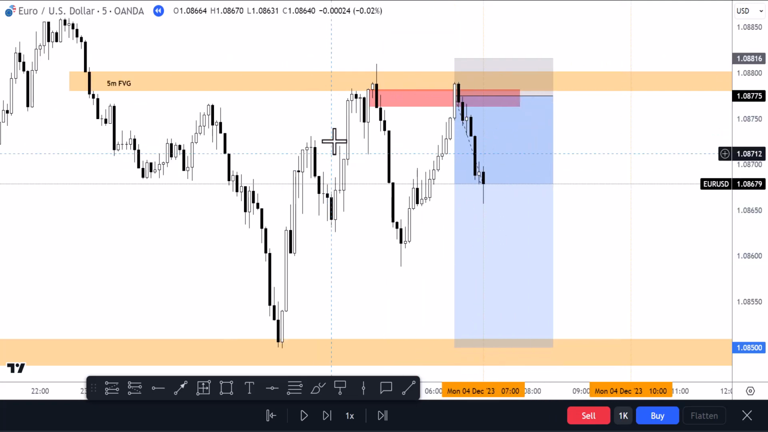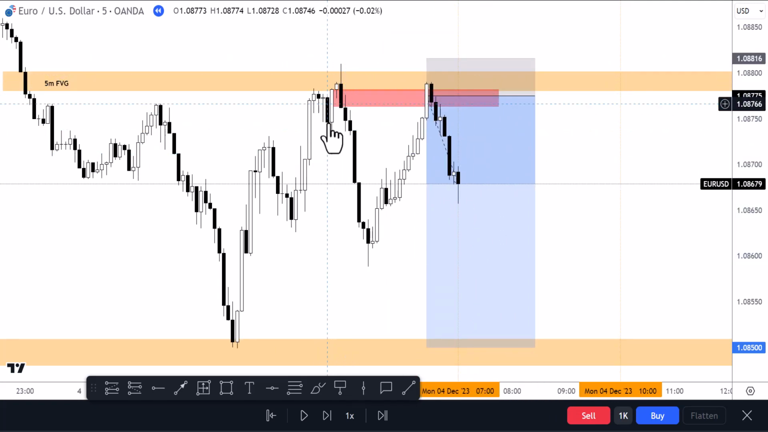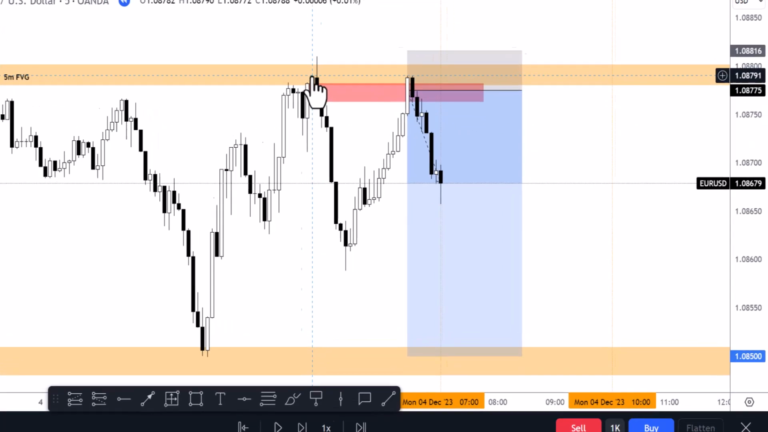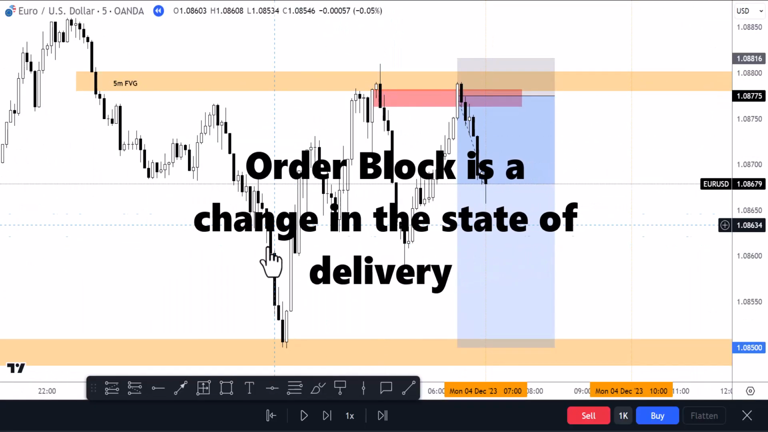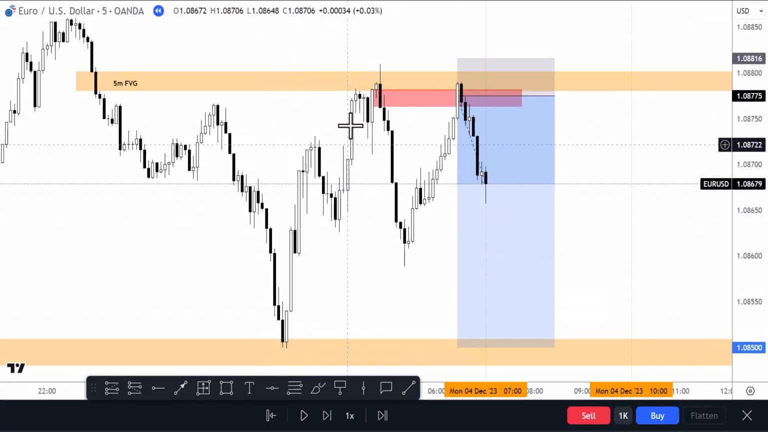So as I was mentioning, this would be to me a bearish order block because of the change in state of delivery. And that's really what an order block is. An order block is the change in the state of delivery. Why is there a change in state of delivery? Because initially price was offering buy side, taking out equal highs, relative equal highs. And then with this order block, we see a sudden shift, a change in state of delivery, a change in momentum. So now we see price heading lower.